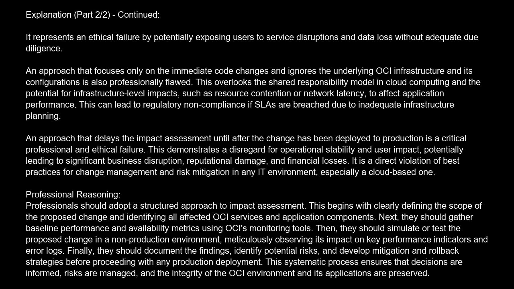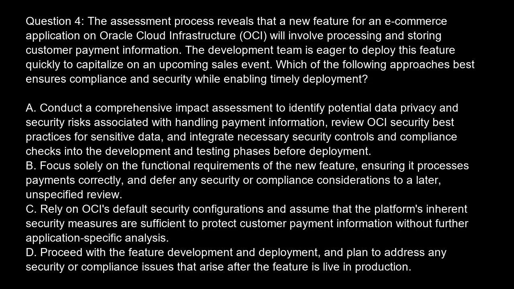Then, they should simulate or test the proposed change in a non-production environment, meticulously observing its impact on key performance indicators and error logs. Finally, they should document the findings, identify potential risks, and develop mitigation and rollback strategies before proceeding with any production deployment. This systematic process ensures that decisions are informed, risks are managed, and the integrity of the OCI environment and its applications are preserved. Question 4.